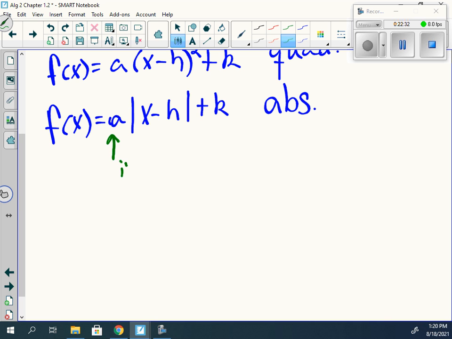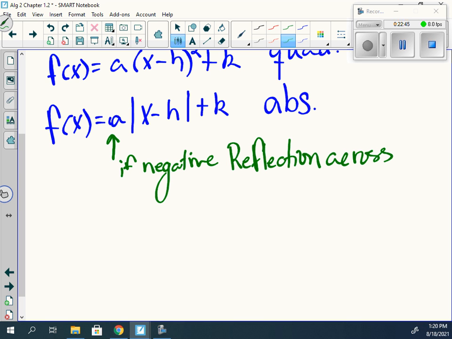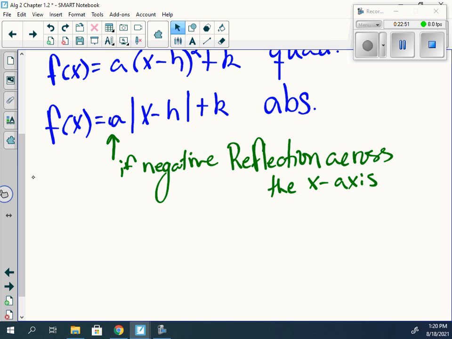A, if negative, is a reflection across the x-axis. Let's go and put the rest.